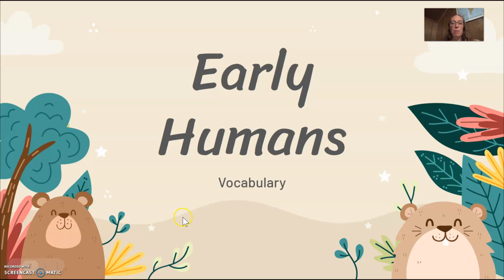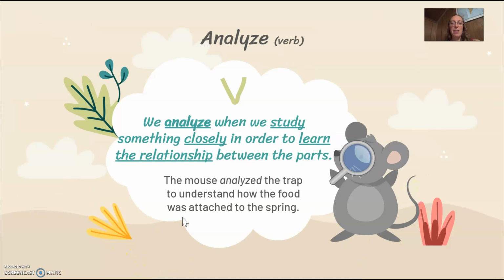This is the early humans vocabulary. The first word is analyze. It's a verb. We analyze when we study something closely in order to learn the relationship between the parts. So in the picture, the mouse analyzed the trap to understand how the food was attached to the spring. That way it could get the food and still get away.